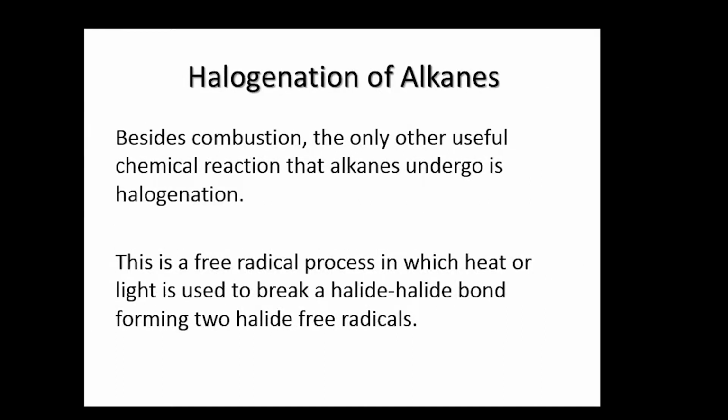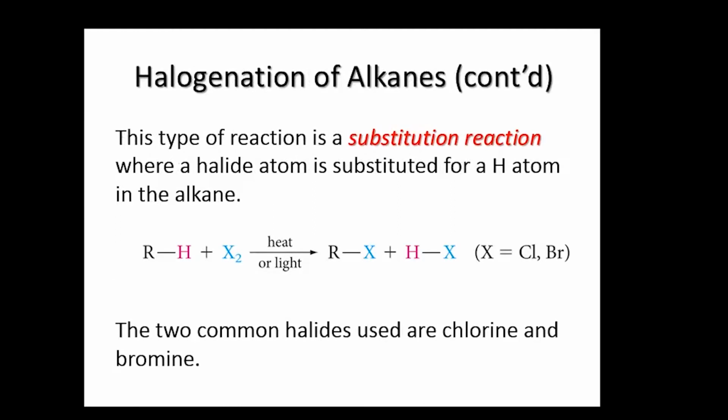We're going to omit the oxidation of alkanes and skip ahead to the halogenation of alkanes, which is a free radical process, and we use light or heat to break a halide-halide bond, forming two halide free radicals. So the halogenation of alkanes is a substitution reaction where a halide, typically a bromine or a chlorine, is substituted for a hydrogen atom in the alkane.